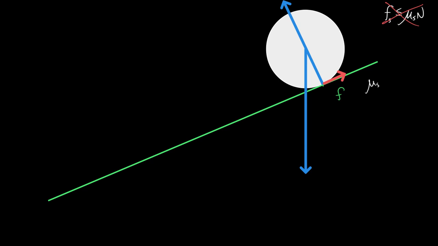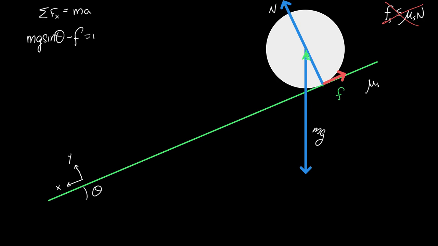So let's label our forces: normal, mg, and friction, and we're using the pivot point here at the center. Our net force equation is pretty straightforward because we've done this before. I'm going to set my coordinate system to be aligned with the ramp. So I'll make that y and that x. So the net force in the x direction will equal ma. And that's going to be mg sine theta minus friction equals ma.